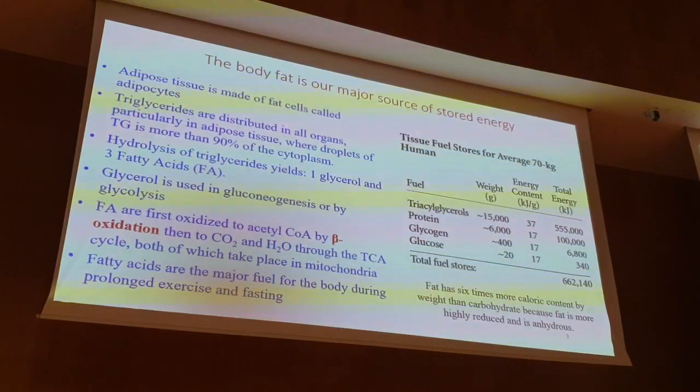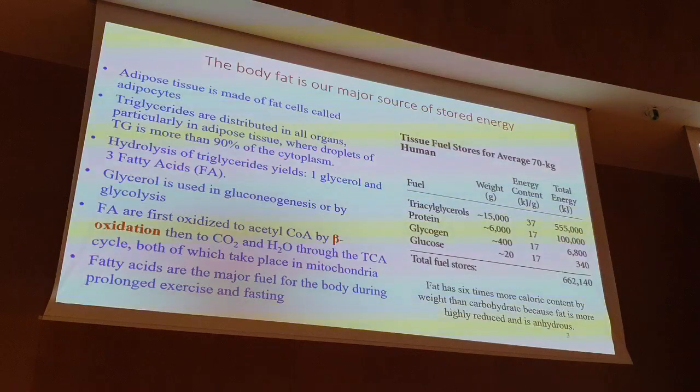It essentially is looking at a normal person and the amount of fats in their body. You're looking at about 15, can you see where it says weight? All right, 15,000 grams, that is, of fat in a normal person, about 6,000 protein, and then you have very little glycogen and glucose in the body.